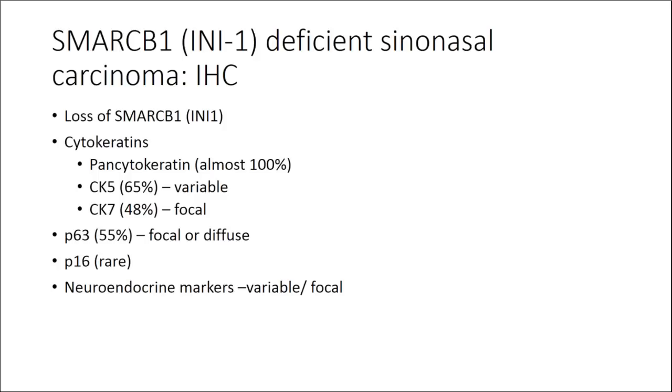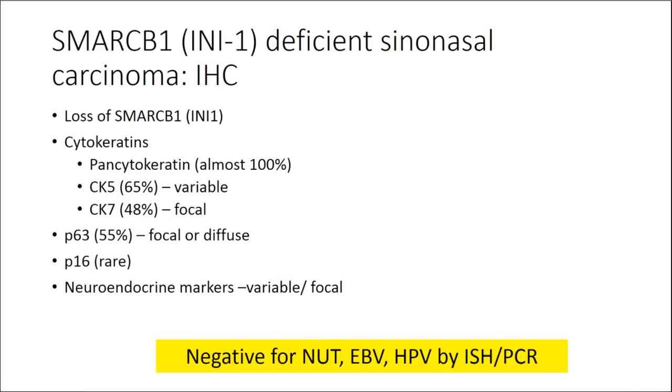And so you can see that a lot of this immunohistochemistry is sort of non-specific. So really you're coming into the loss of the protein as what's defining how you call the neoplasm. And they should be negative for NUT, EBV, HPV by in situ hybridization or PCR.